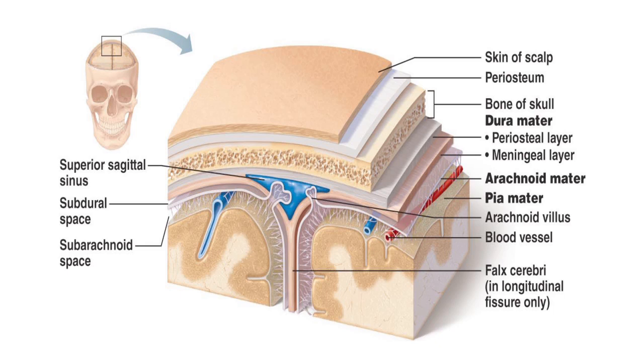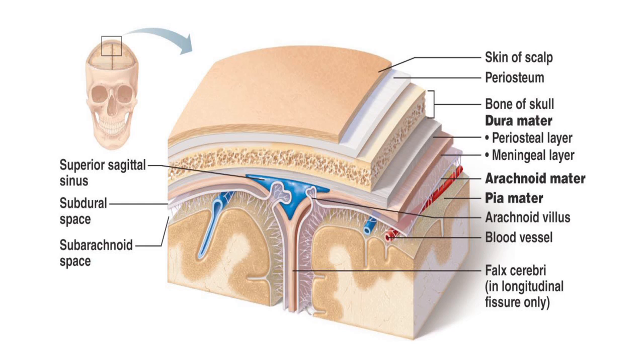Dura mater in the skull, in the head portion, is 2 layers. Okay, first one periosteal layer, second one meningeal layer. Periosteal is superficial, meningeal is deep. That's the dura mater. Then you have the arachnoid mater. It looks like a spider web. And then pia mater is the very, very deep meninge. It sits right on top of the brain, and it's very vascular.